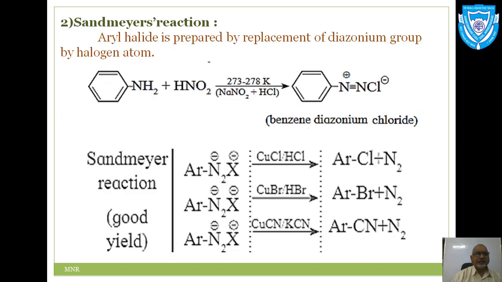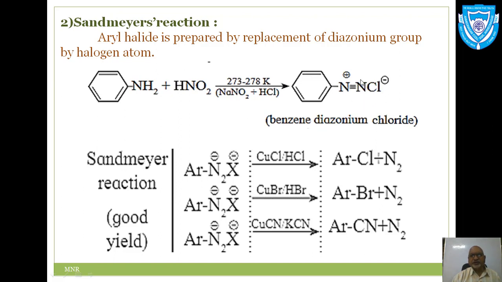The second method of preparation for haloarenes is Sandmeyer's reaction. Here in Sandmeyer's reaction, aryl halide is prepared by replacement of the diazonium group by a halogen atom. If you see here, aniline treated with HNO2, in the presence of sodium nitrite and HCl at 273 to 278 Kelvin, gives you a benzene diazonium chloride molecule.